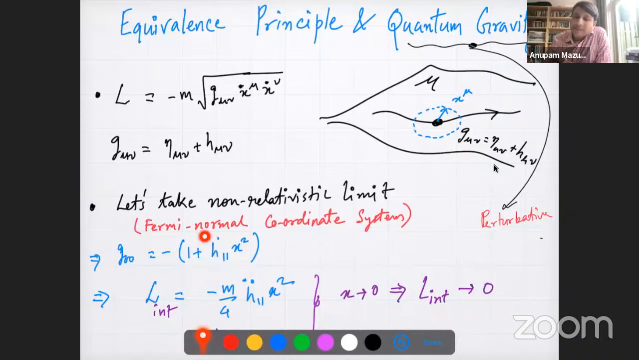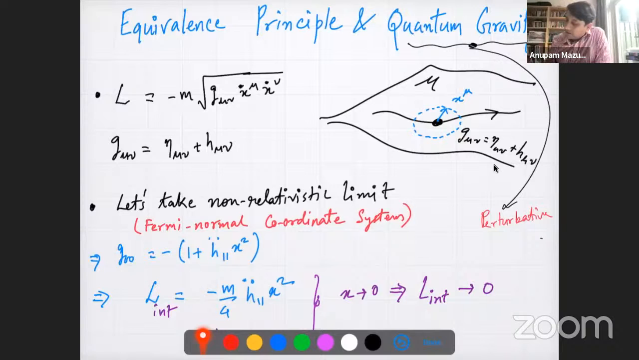For this, the best thing is to go into the Fermi normal coordinate system, the coordinate system on the particle itself, and you do a very simple perturbation. So quantum gravity, I mean by perturbative quantum gravity, nothing beyond that. You immediately read the interaction between matter and gravity. So this is your graviton, and x is your distance, minimal distance.